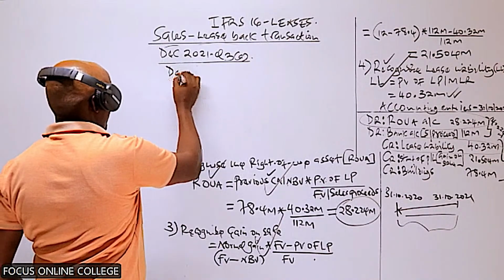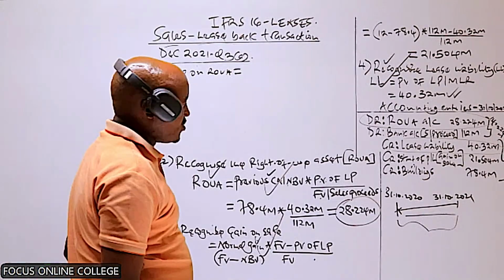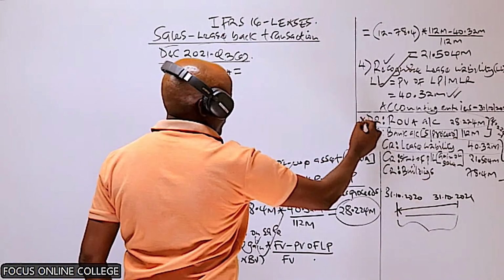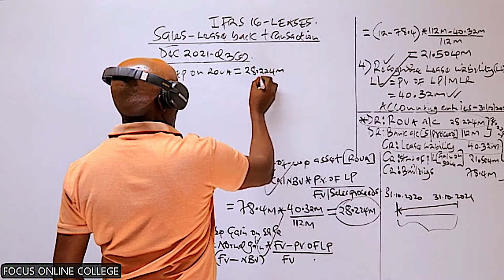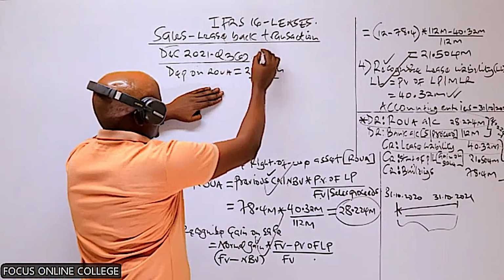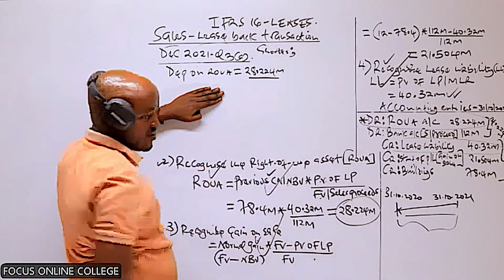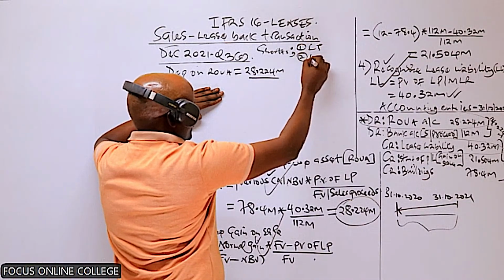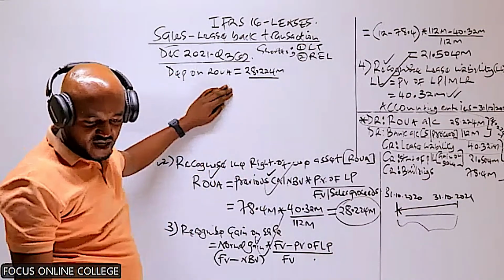I think first of all, we can compute the depreciation on the right of use asset, which will be equal to the value of the right of use asset, 28.224 million. And then, how do we depreciate this? We say this should be depreciated at the shorter of two periods. I hope you can remember those two periods. One, the lease term, and number two, the remaining economic life of the asset.